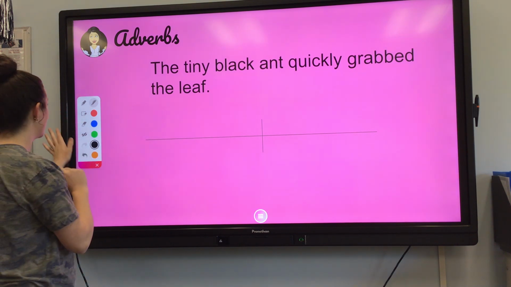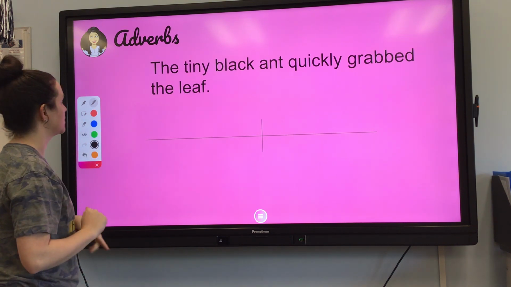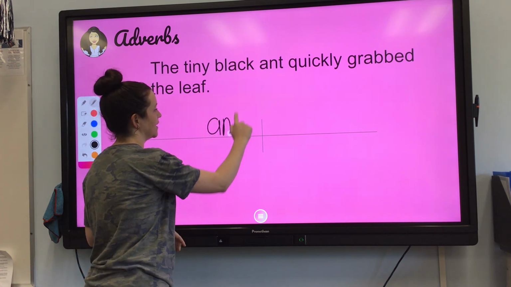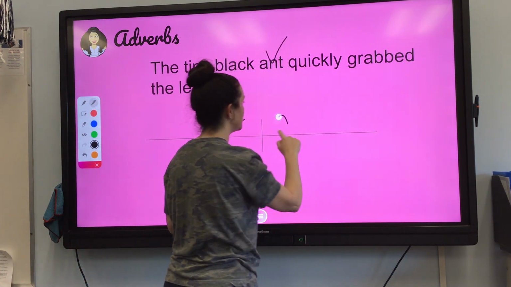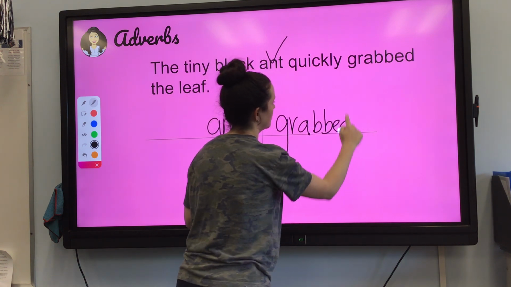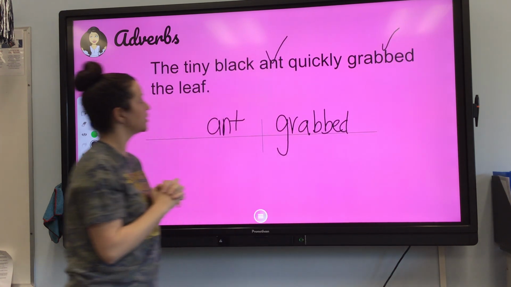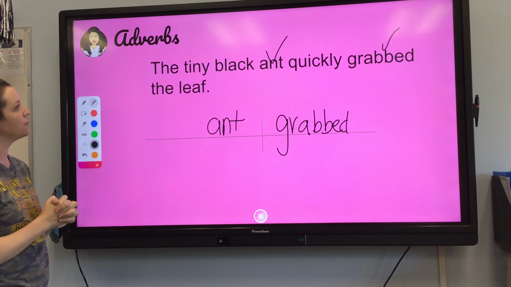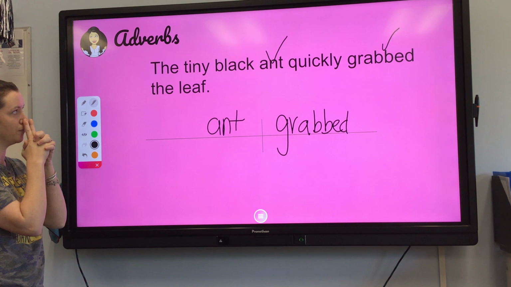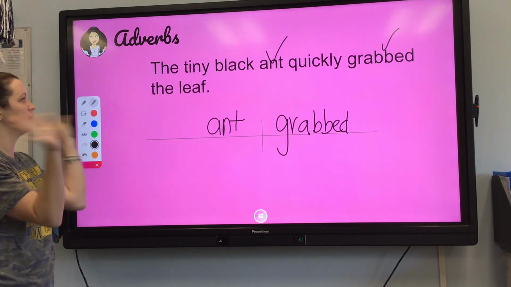All right, I'm going to think to myself, simple subject, and I'm going to move faster through this one. Simple subject is ant. What did the ant do? He grabbed. Grabbed is an action verb. Get rid of these, check them off. It's a great strategy. And now I'm going to start left to right.